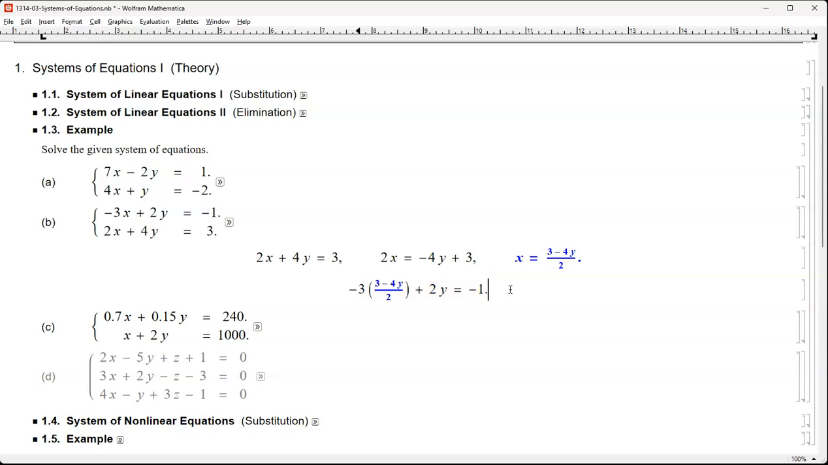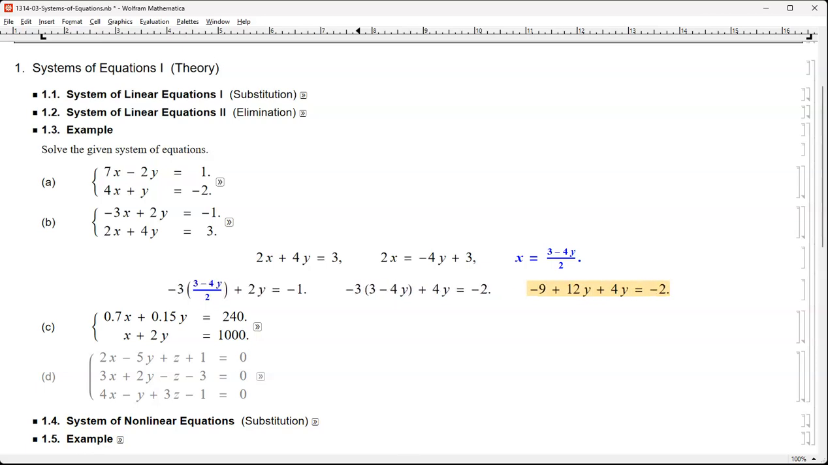Solving that, okay, we have denominators to remove and then some parentheses to break. Multiply by 2 to everything, you're going to get negative 3 and then 3 minus 4y, and then multiply by 2, so 4y, multiply by 2, so negative 2, that's what I'm going to get. And then, okay, no more denominator, now break up the parentheses. So negative 9 plus 12y plus 4y equals negative 2.